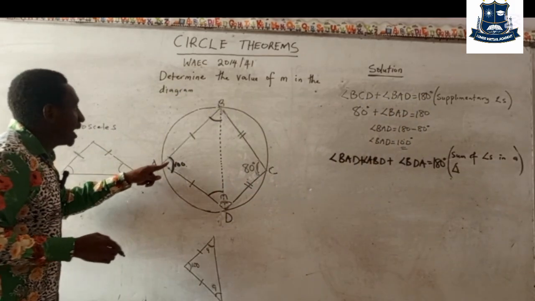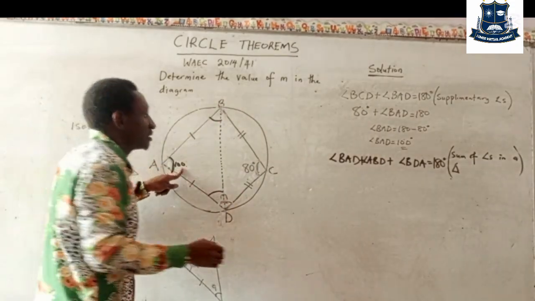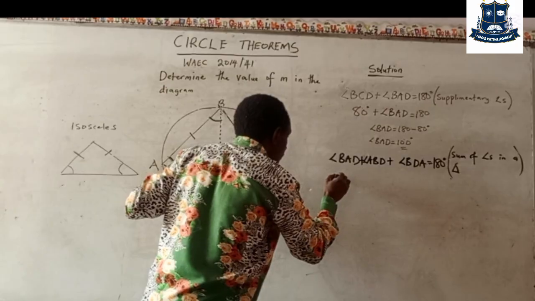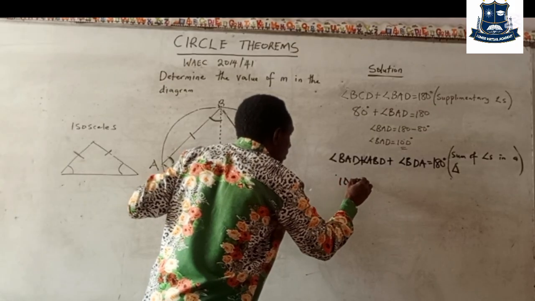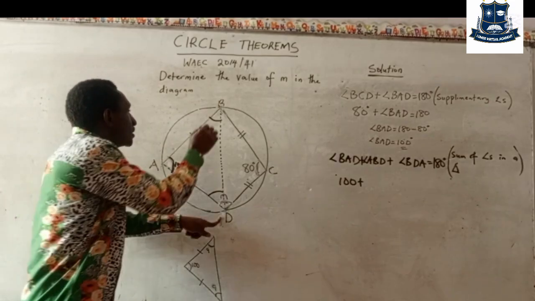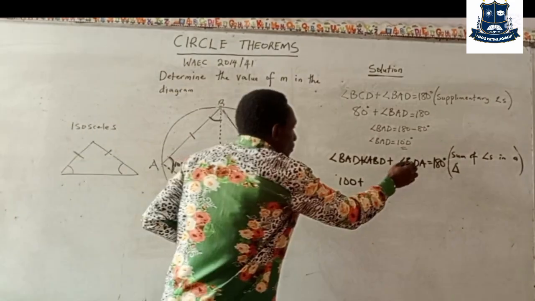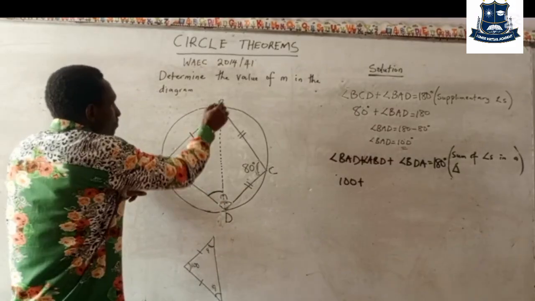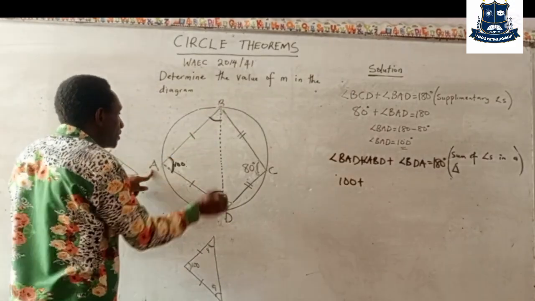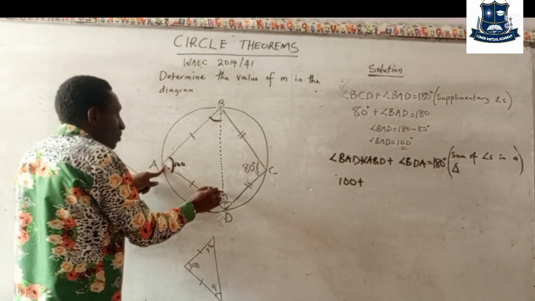Okay, now I know BAD. BAD is 100. So this is 100 plus, I don't know ABD, and I don't know ADB. So I don't know AD, I don't know BDA, and I also don't know ABD. So I don't know here and I also don't know here.